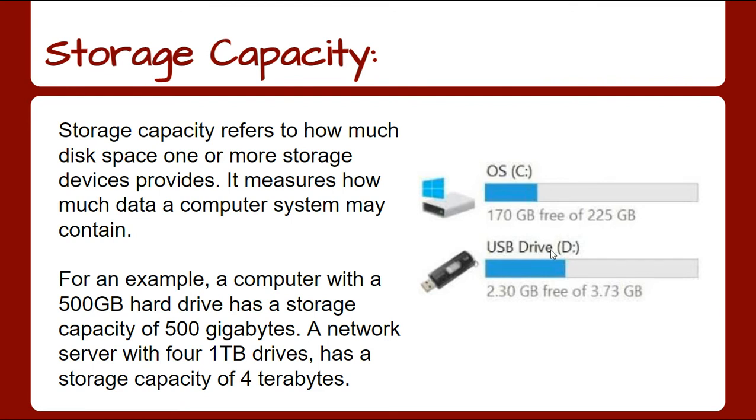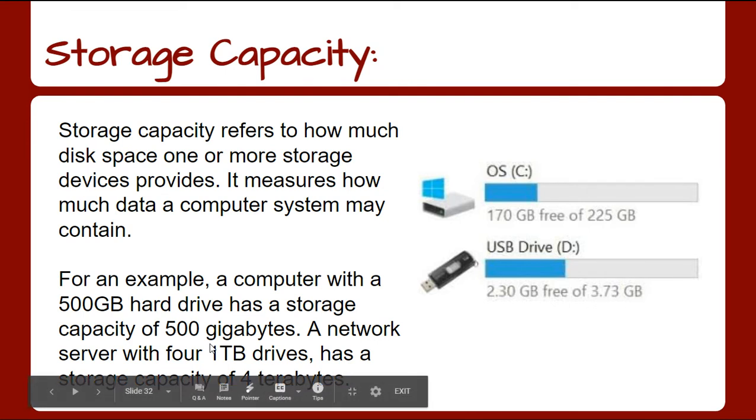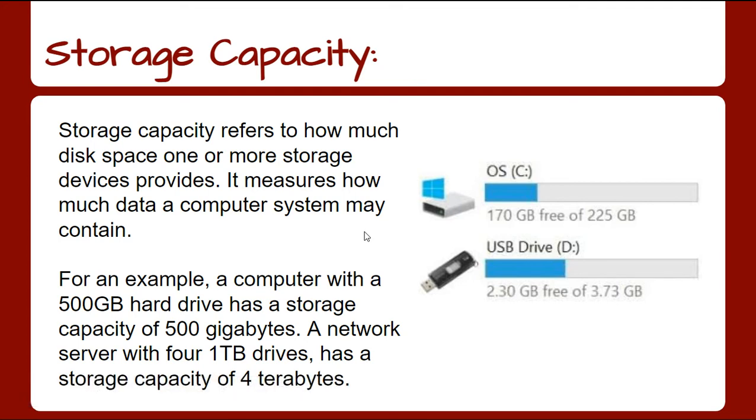Likewise, we have a USB drive. 2.3 gigabytes is free of 3.73 gigabytes. For example, a computer with a 500 gig hard drive has a storage capacity of 500 gigabytes. A network server with 4 1-terabyte drives has a storage capacity of 4 terabytes.